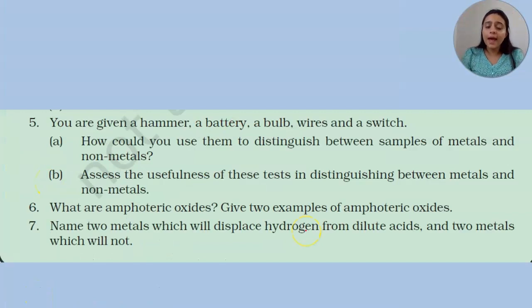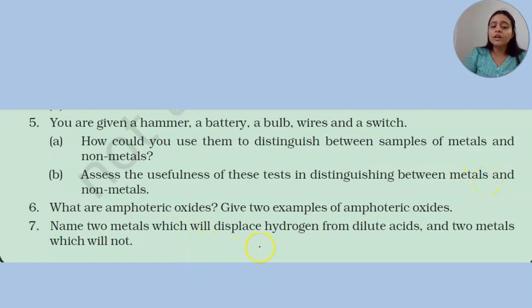Next question: you are given a hammer, a battery, a bulb, wires and a switch. How could you use them to distinguish between samples of metals and non-metals? We already know a metal can be hammered; when we hammer it, it converts into thin sheets, then it is a metal. Non-metals are brittle and break down. With the bulb, wires and switch, metals can conduct electricity as well because they are ductile, and we can change metals into wires. Assess the usefulness of these tests in distinguishing. The usefulness is that they conduct electricity.